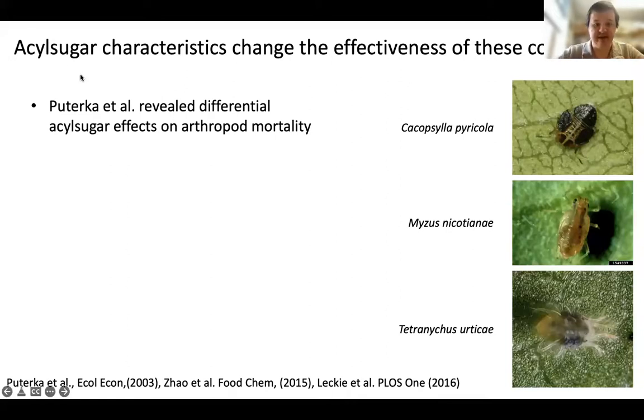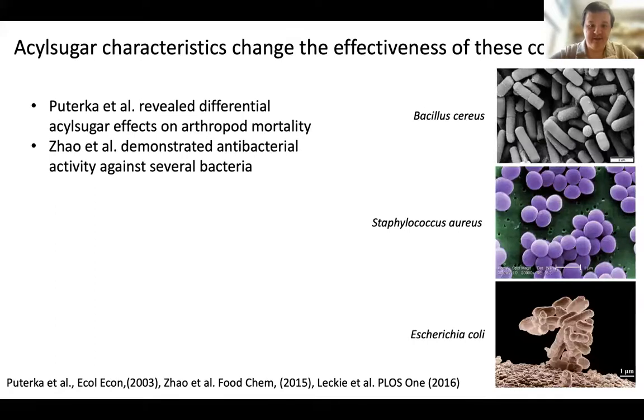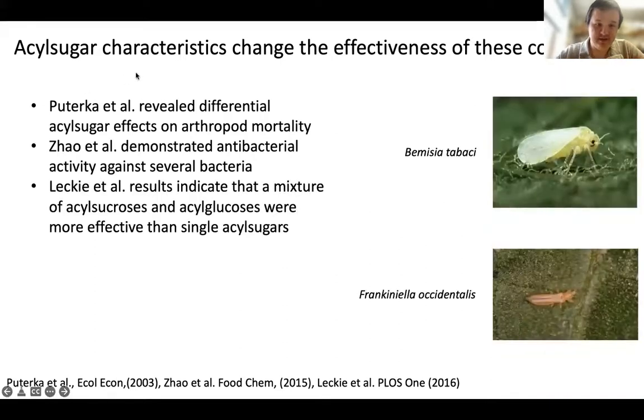Paterka et al., for example, found variation in the mortality of these 3 different insects that depends on the characteristics of the sugar core and acyl chains. Zhao et al. found similar findings in terms of the variation, but they looked at the effect of acyl sugars on gram-positive bacteria. Finally, Leong et al. studied these 2 insects and found a combination of acyl sucroses and glucoses were more effective than either of the independent acyl sugars. And so that's one of the reasons why we're interested in trying to study acyl sugar diversity across the Solanaceae family.